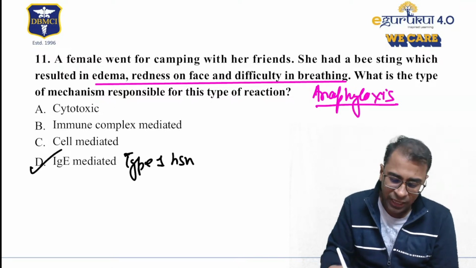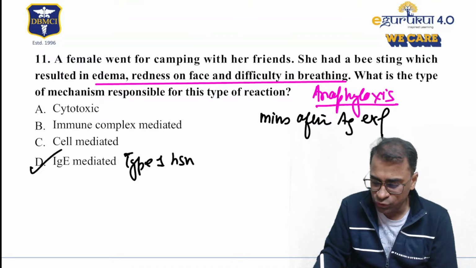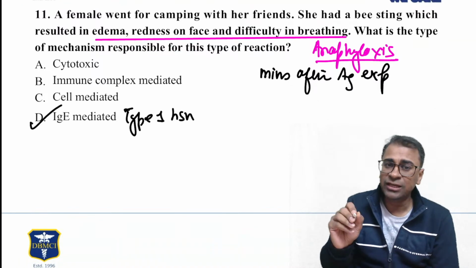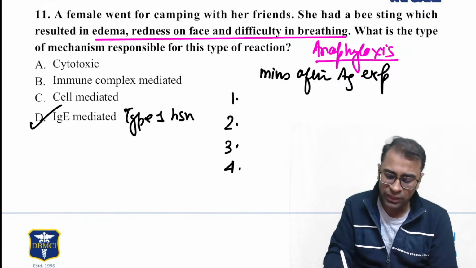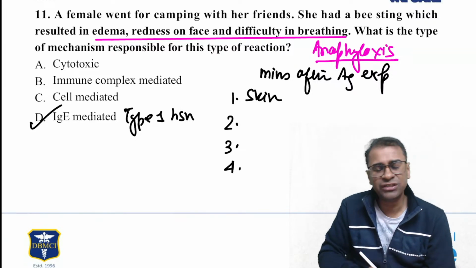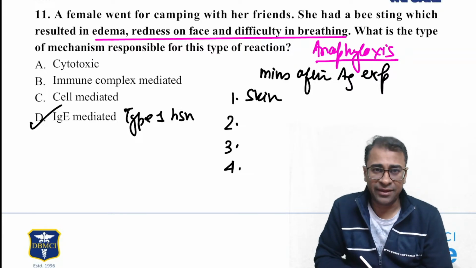The question can be, what are the findings of anaphylaxis? Do you remember? After in minutes, after the antigen exposure, the patient can have any two of the following four. 1, 2, 3, 4. क्या क्या होगा? Number 1, it can be finding of skin features. Skin में क्या क्या होगा? Rash. They can be pruritus. They can be urticaria. ठीक है?